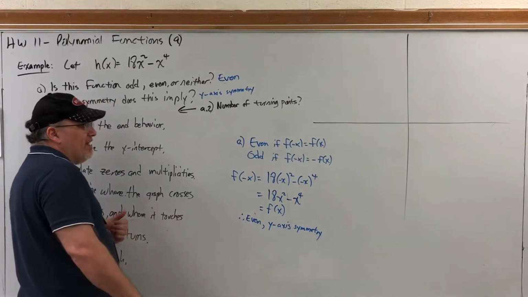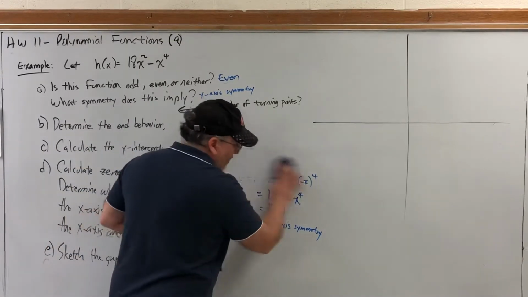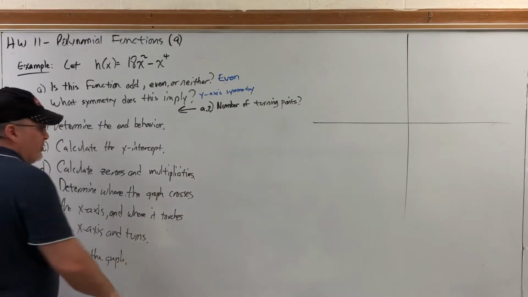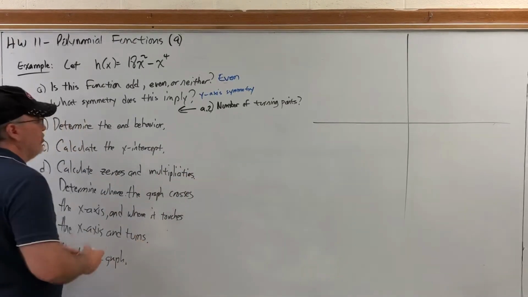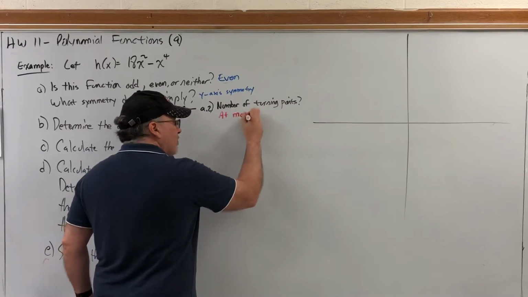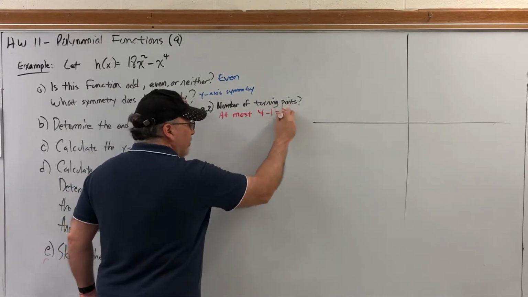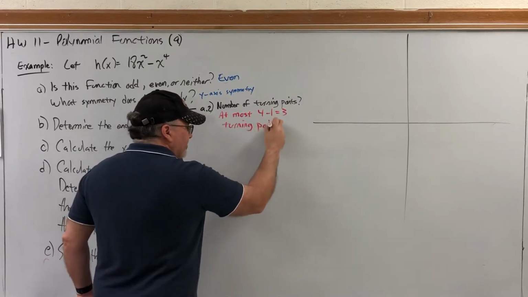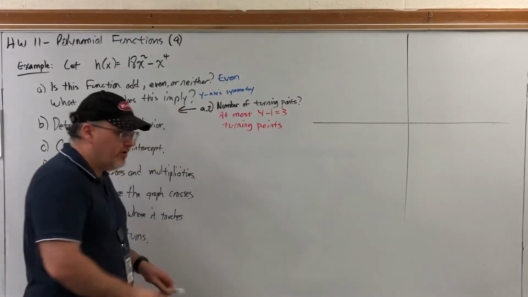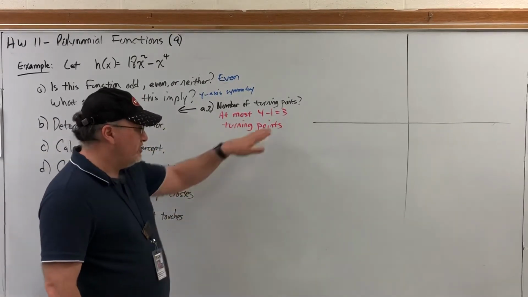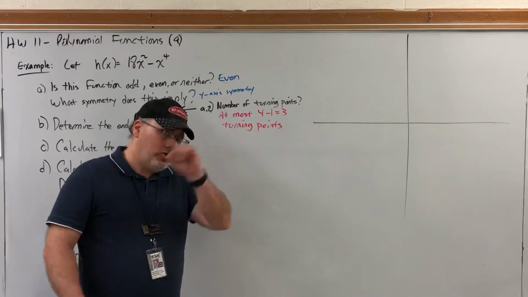The part that I left out was the number of turning points. That's the degree minus 1, or the most number of turning points, I should say. Since the degree is 4, that means there are at most 4 minus 1, which is equal to 3 turning points. And remember what I said in a previous video, if it's less than 3, you lose them in pairs. So it's either 3 turning points or 1.